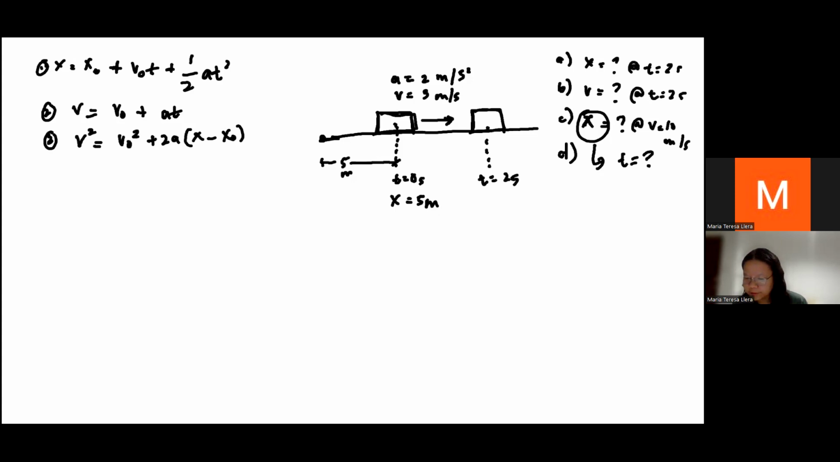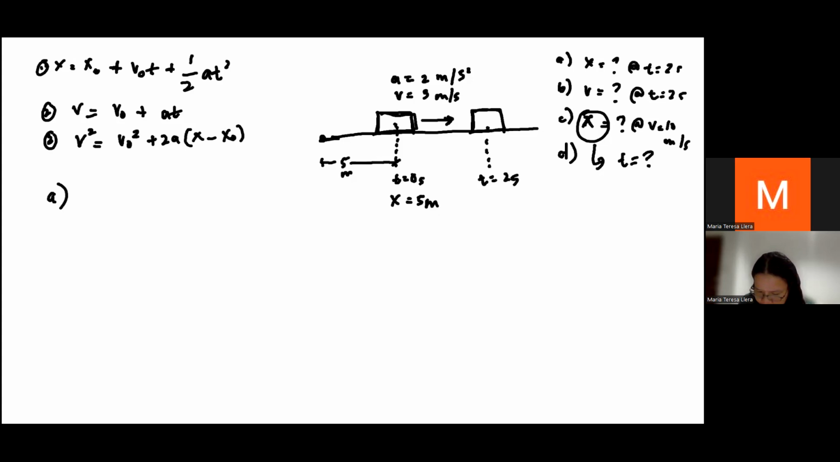First, we're going to inspect which one of these three equations we can use. Can I use equation number 2? No, because we don't have a distance variable in the second equation. Can I use equation number 1? Okay, we have the distance variable, x. We also know x naught, which is 5. We also have information on v naught, the time, and the acceleration. So it's clear that we can use equation 1 for the first question.